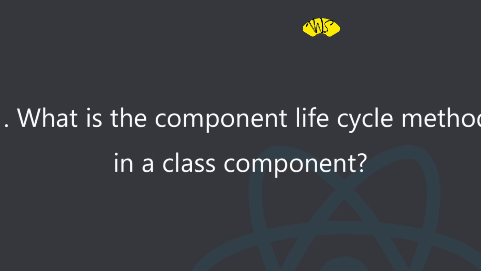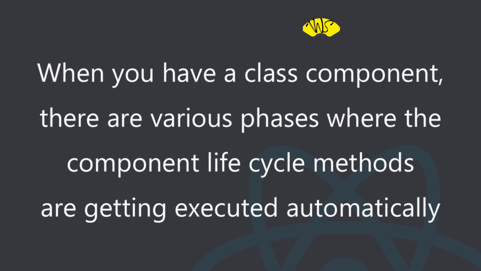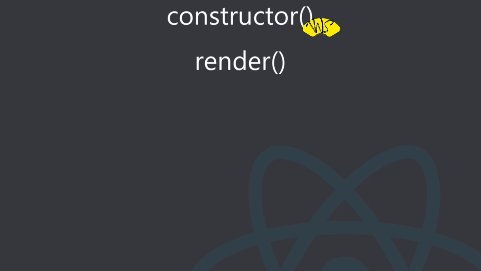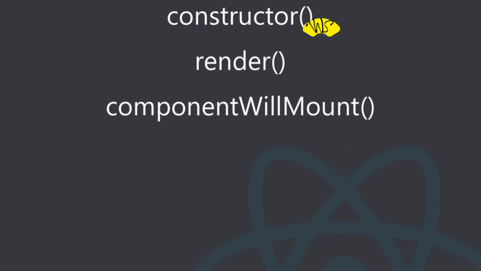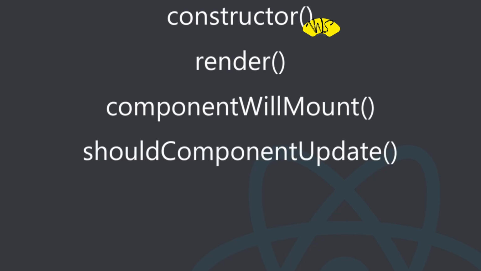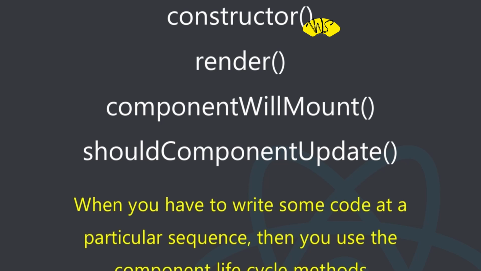Now let's talk about the relative questions. So the first question is, what is the component lifecycle method in a class component? When you have a class component, there are various phases where the component lifecycle methods are getting executed automatically. For example, we have a constructor, we have render, we have componentWillMount or shouldComponentUpdate kind of methods, and they have a specific execution sequence. So when you have to write some code at a particular sequence, then you use the component lifecycle methods.